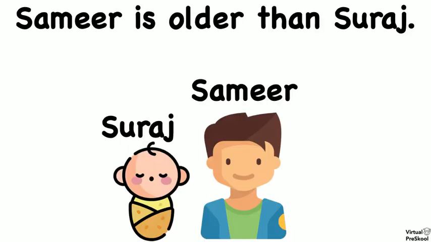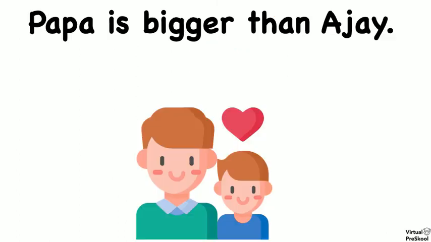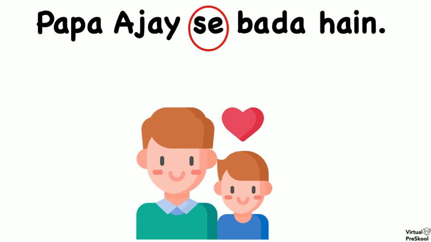What about Samir is older than Suraj? Samir Suraj se bada hai. Because these are both boys, we used bada, and of course we add our word se to compare the age of Suraj and Samir. Samir Suraj se bada hai. How about Papa is bigger than Ajay? Papa Ajay se bada hai.